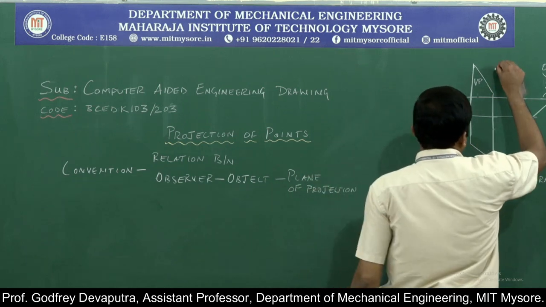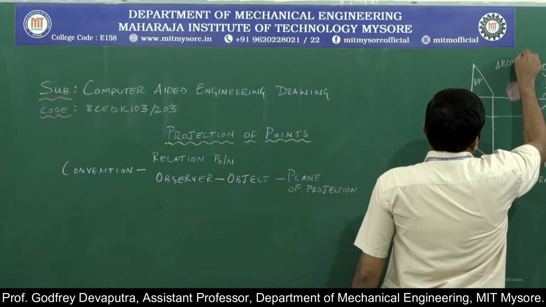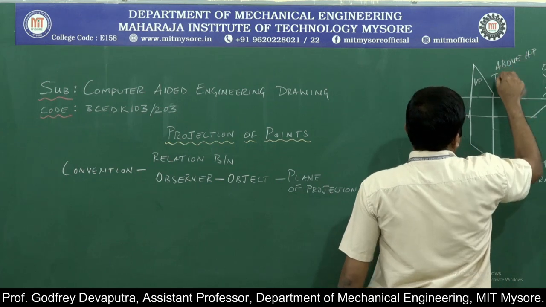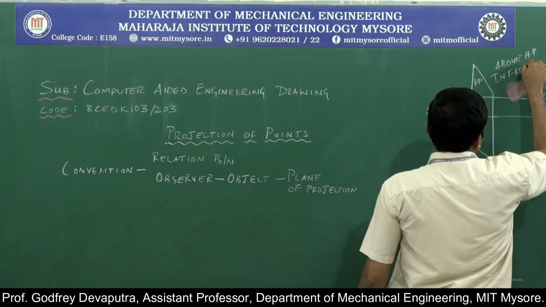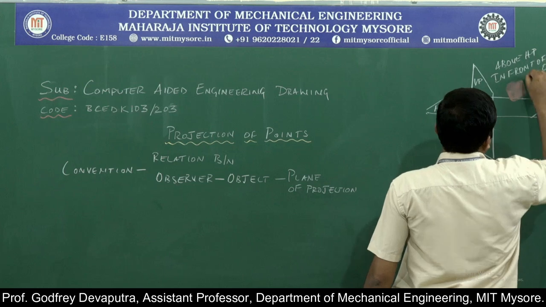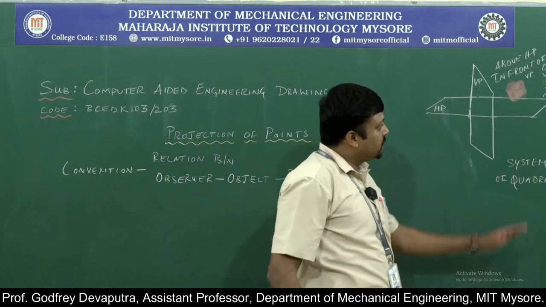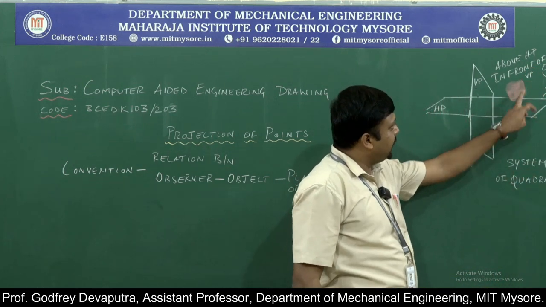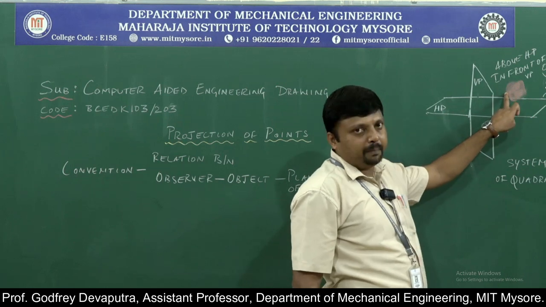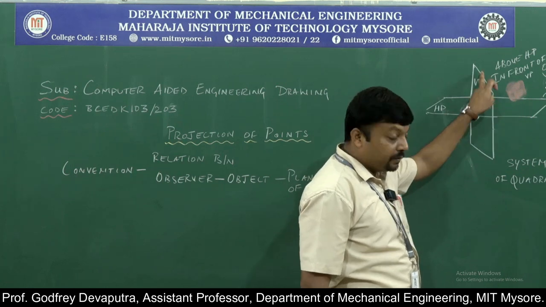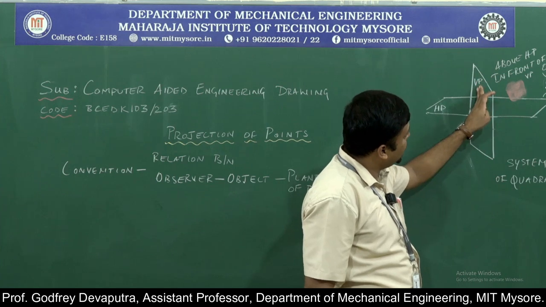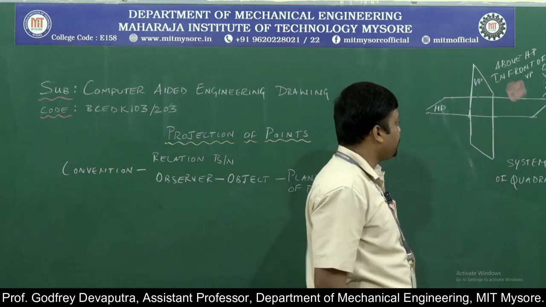So here it is called as above HP, in front of VP. So with respect to the observer, this colored area is now in front of the projection plane and in front of the vertical plane of projection and above the horizontal plane of projection.